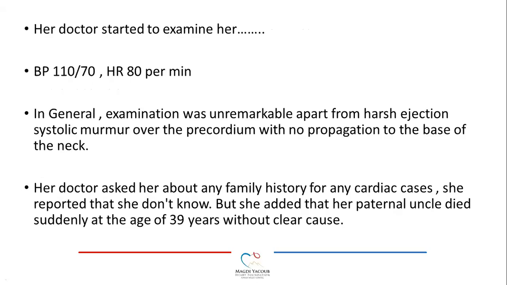Her doctor started to examine her. Her blood pressure was 110/70, heart rate 80 per minute. In general, and in conclusion, the examination was unremarkable apart from the harsh ejection systolic murmur over the precordium with no propagation to the base of the neck and neck vessels. Her doctor asked her about any family history of any cardiac cases, and she reported that she doesn't know, but she added that her paternal uncle died suddenly at the age of 39 without clear cause.